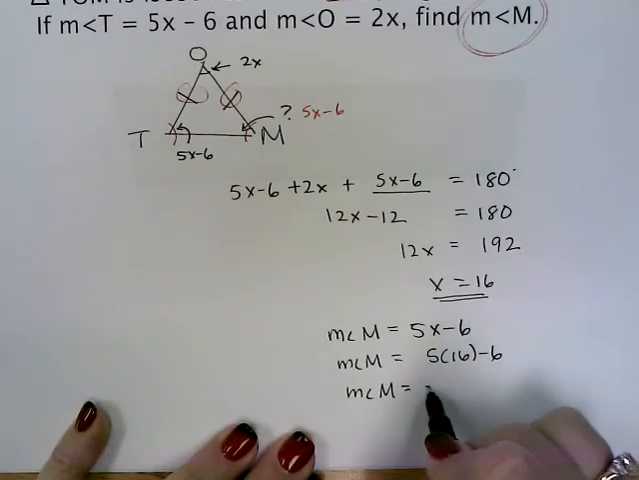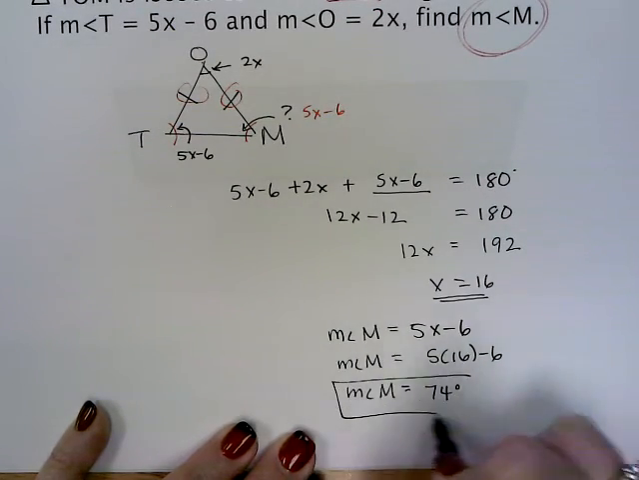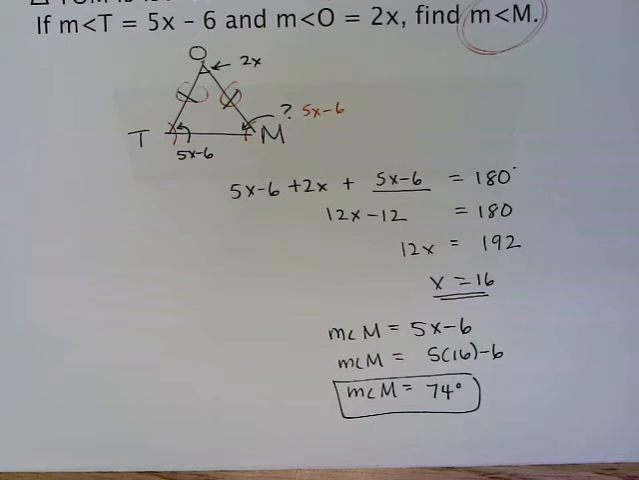And I know then the measure of angle M is 74 degrees. This is one of those things, guys, that you're going to jump on it and get the x and forget to take it all the way out. Make sure you answer the question, because it's wrong if you don't answer the question. It's not right if you had a good idea of what the question should be.